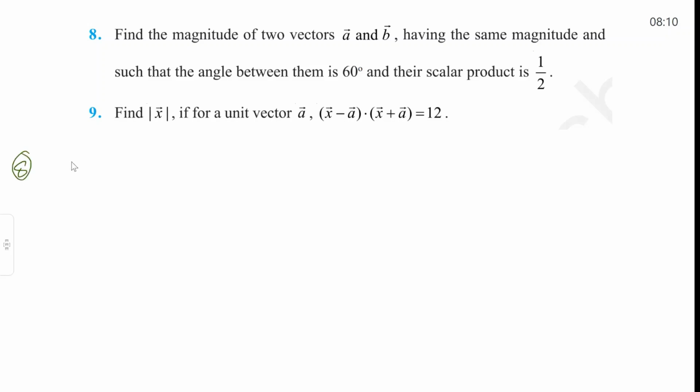So you write here in this way. First of all, since the modulus of these two vectors are to be equal, let me take mod of a bar is equal to mod of b bar, of equal modulus. It is given in the question. Say this is equal to p. P is a positive real number, and angle between them is 60.